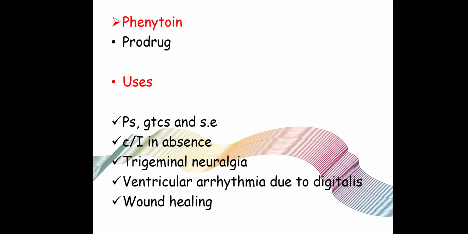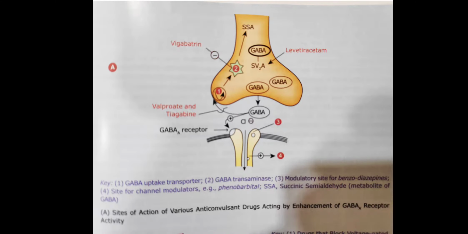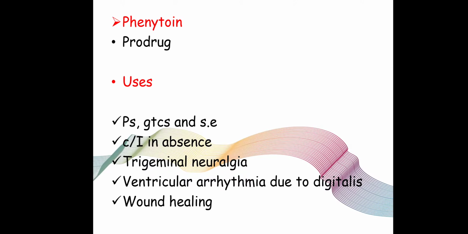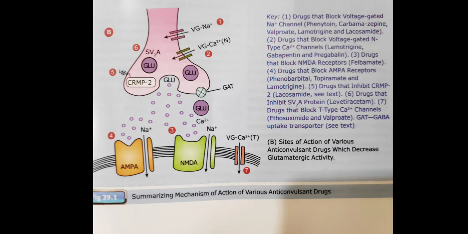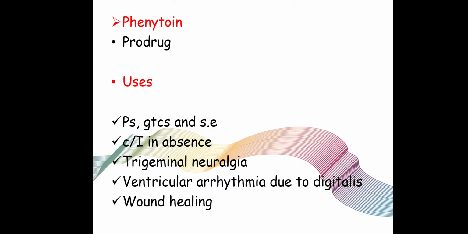Now, for every drug, as we have discussed mechanism of action in both the figures, all the mechanisms of action we have discussed. For example, let's take the mechanism of action of phenytoin. Here we have discussed that phenytoin inhibits the sodium channel. The voltage gated sodium channel is inhibited by phenytoin. So with each individual drug we will not discuss the mechanism of action now. We'll discuss uses and other aspects of that particular drug, right?